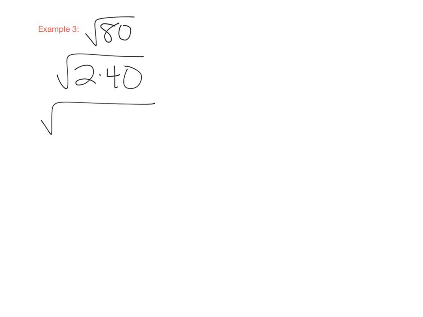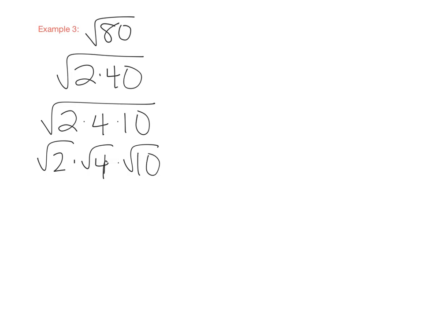Let's try our last example, the square root of 80. This one's going to be a little bit harder because there are not really any perfect square numbers that we can initially find within here. Let's start breaking down 80 piece by piece. So we know 80 is really 2 times 40. We could break down 40 into 4 times 10. Oh, now we have the square root of 2 times the square root of 4 times the square root of 10. Now it's easy to figure out what the square root of 4 is.